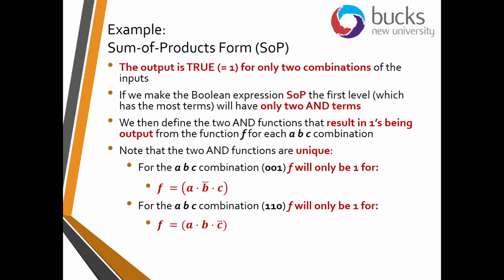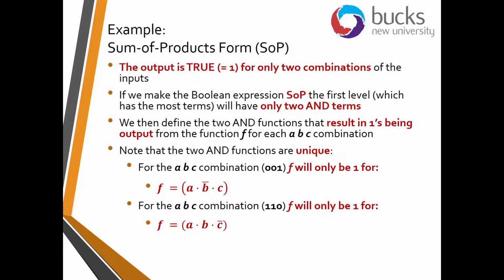So the output is true, or 1, for only 2 combinations of the inputs. If we make the Boolean expression using sum of products, the first level, which has the most terms, will only have 2 AND terms. We then define the 2 AND functions that result in ones being output. So remember, we're looking for ones output in sum of products from the function f for each ABC combination.